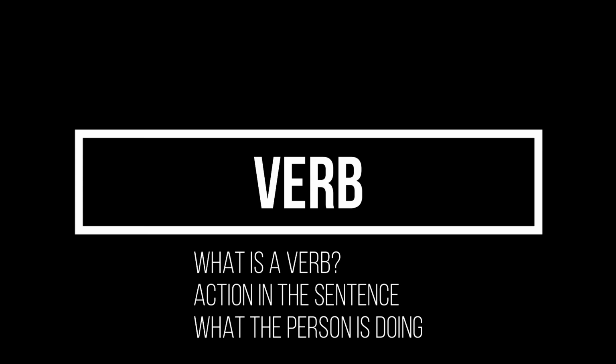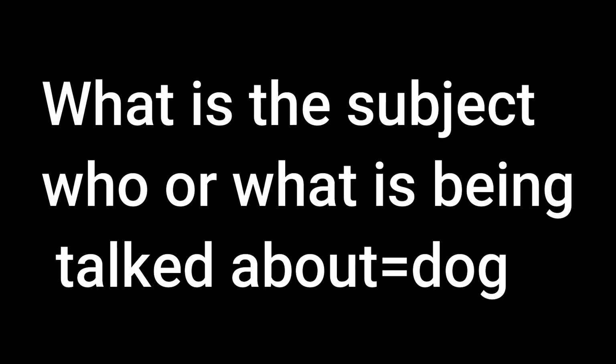Okay, so here we have a sentence: the dog jumped over the puddle. The verb in this is jumped because that's what the dog did. The dog jumped over the puddle. So jumped is the verb. What is the subject? The subject in the sentence is who or what that sentence is talking about. So who or what that sentence is talking about is the subject in that particular sentence.